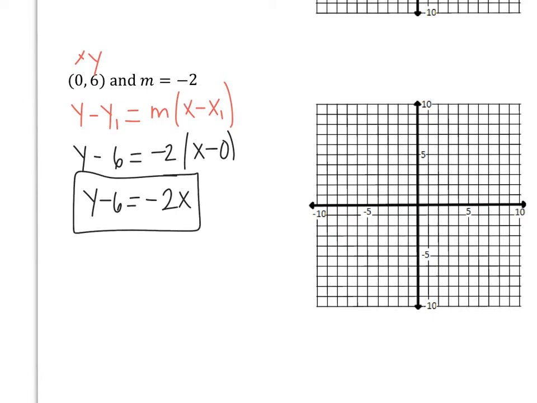So if I go ahead and graph over at the right, I'm going to graph the point 0, 6, and then move according to my slope. Down 2 units, then to the right 1, or I could reverse that and go up 2 units to the left 1. Connect that to make my straight line, and there I've got it.